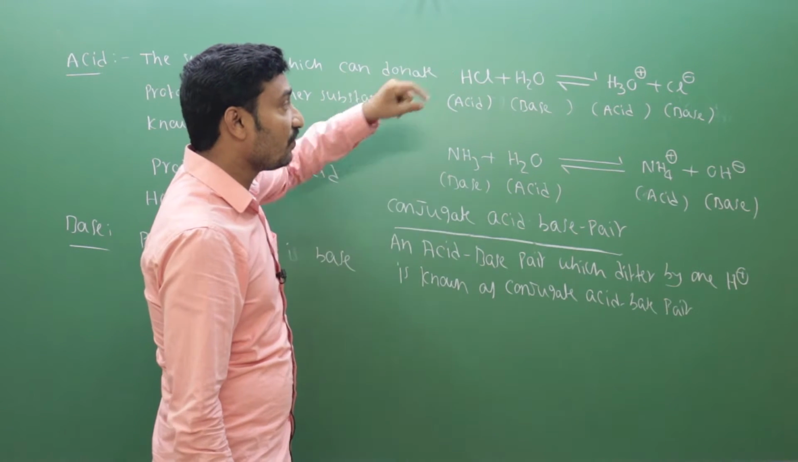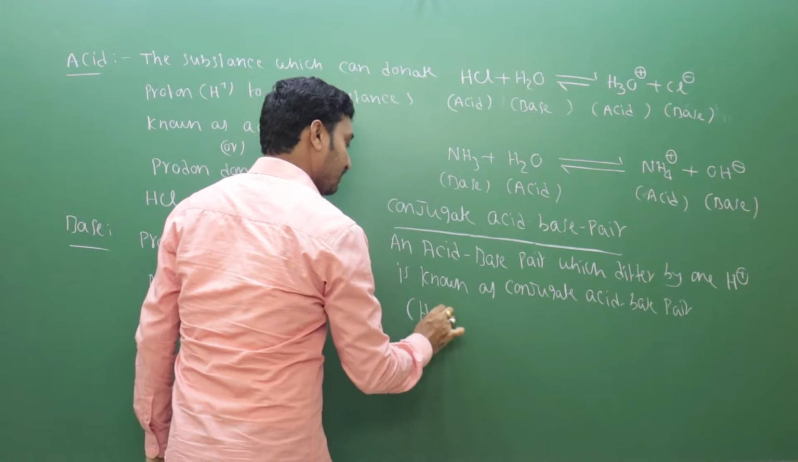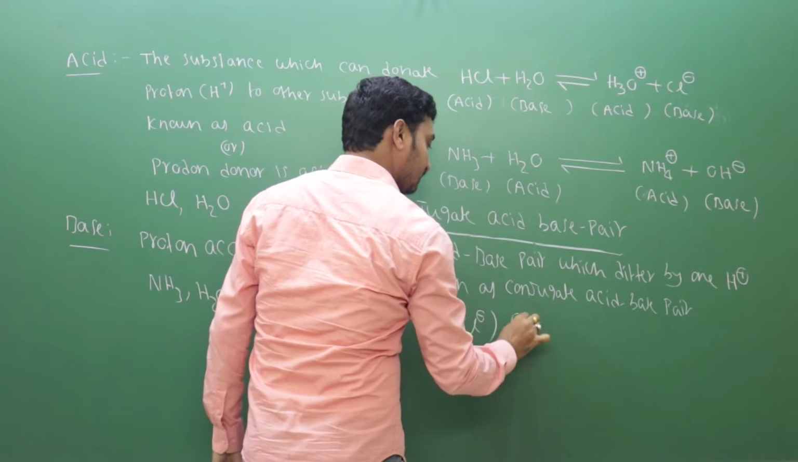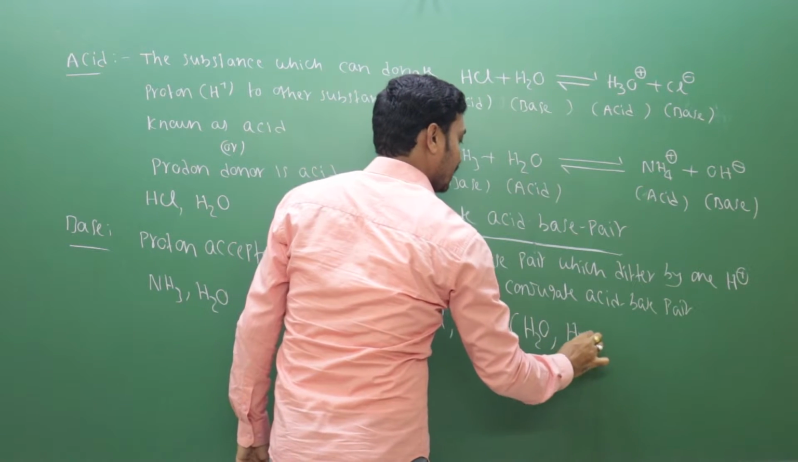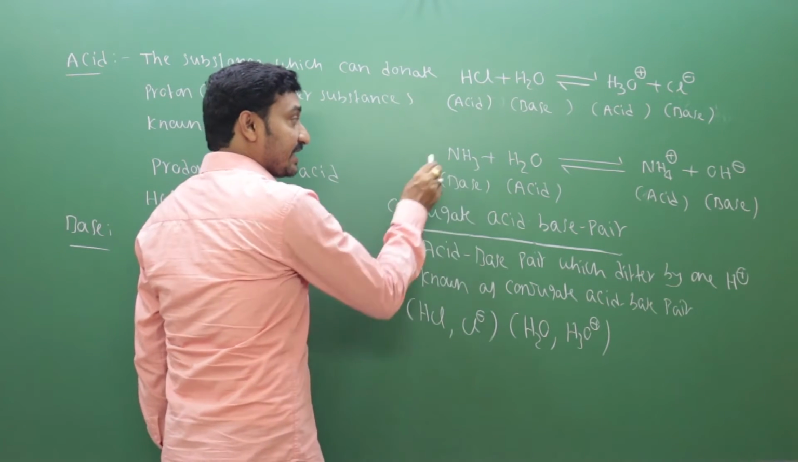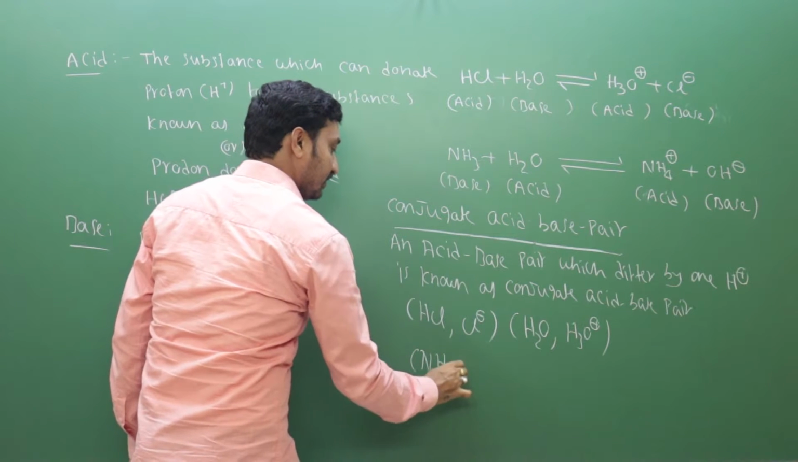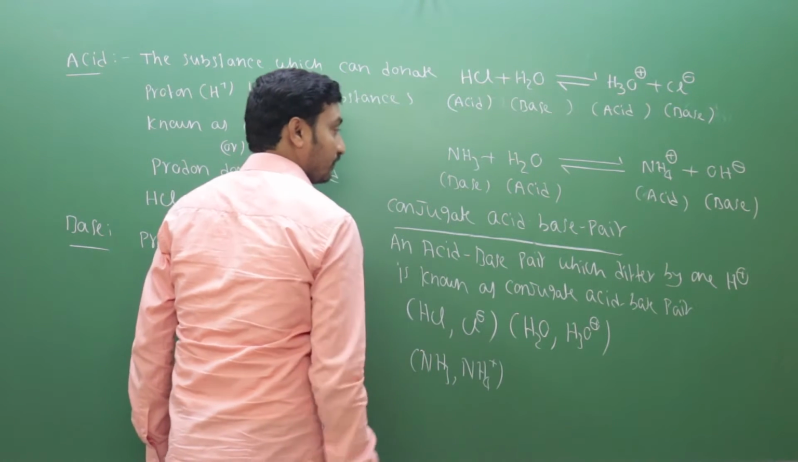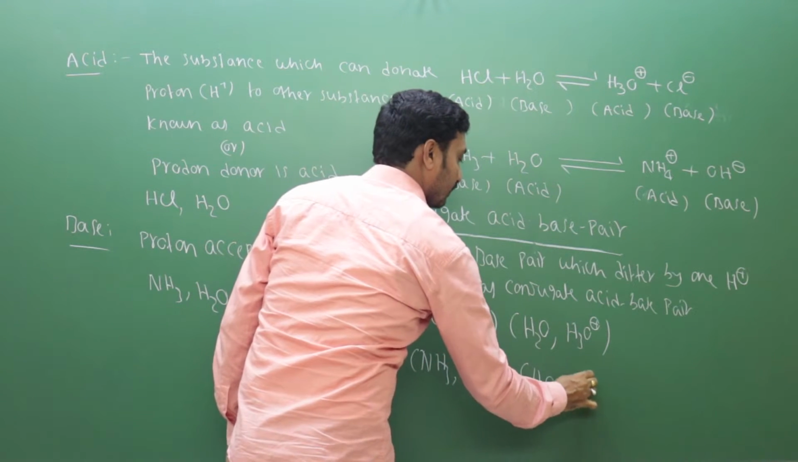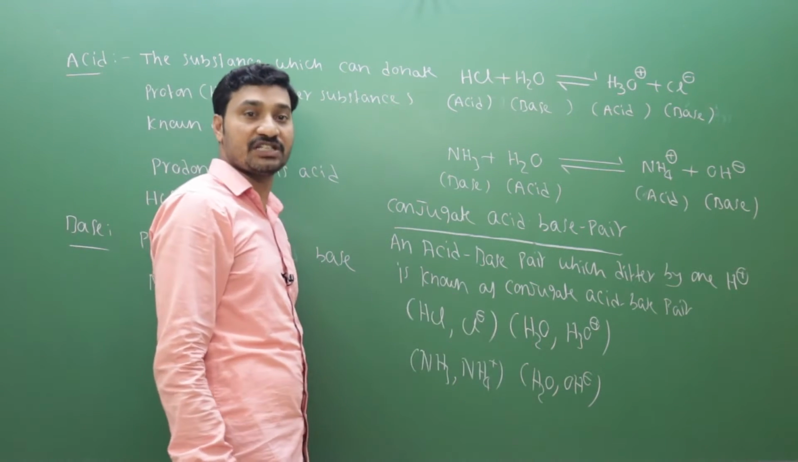In the first reaction, what are the conjugate acid base pairs? HCl and Cl minus, and also H2O and H3O plus. Next, in the second reaction, NH3 and NH4 plus, and H2O and OH minus. So these are the conjugate acid base pairs.